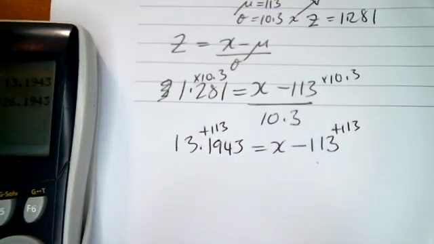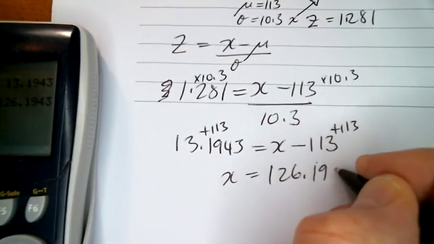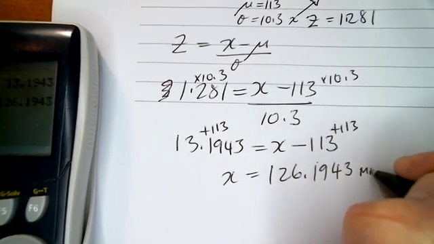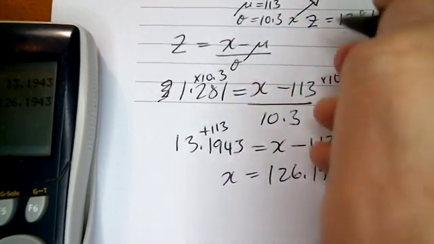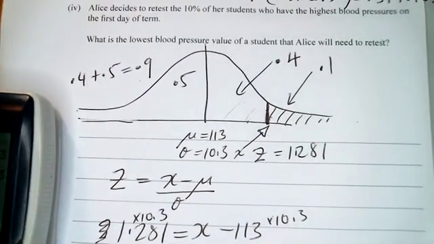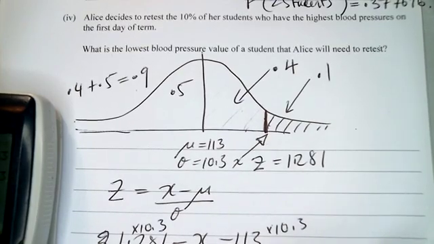126.1943. So X is equal to 126.1943. And again, this is going to be millimeters Hg. And that's that value right there. So that's ultimately what we're after. And that's how I would go ahead and find what that point there is. Hope that's useful, folks.